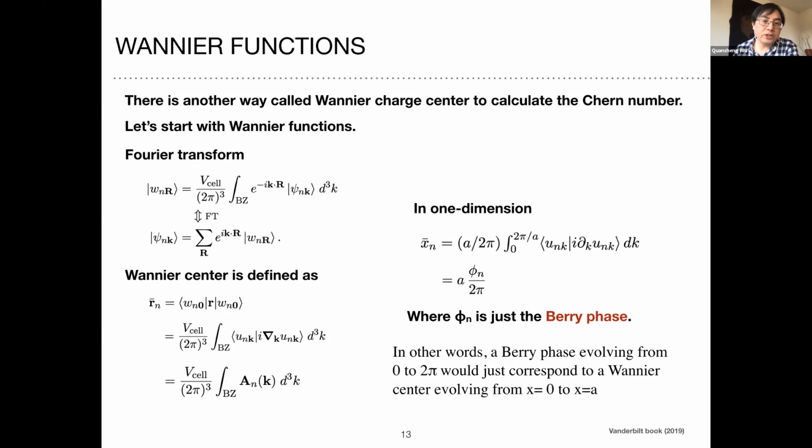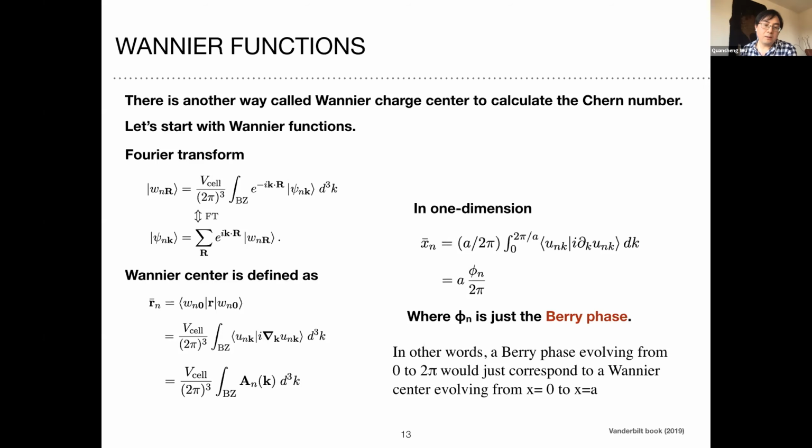Here, I want to introduce just another way to calculate the Chern number. This is called the Wannier charge center. Let's start with the Wannier functions. The Wannier function is just the Fourier transform of the Bloch wave function, and we can study the Wannier center. Let's calculate the Wannier center in the home unit cell. The Wannier center is defined by this one: it calculates the position of the Wannier functions.